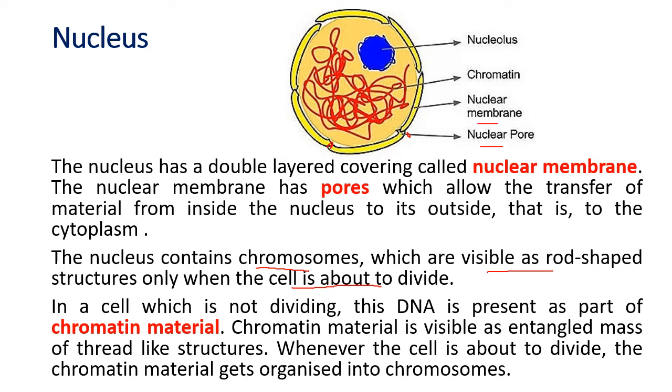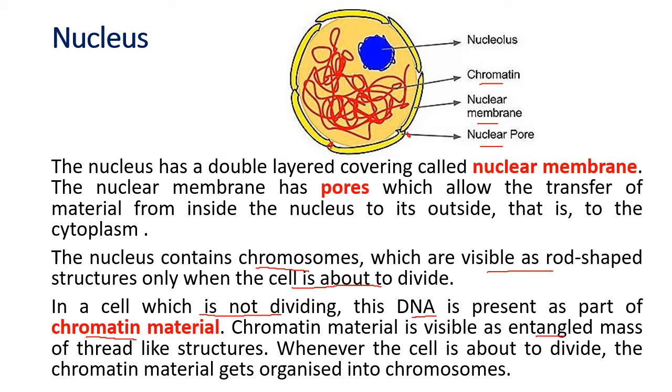where are the chromosomes? When the cell is not dividing, the DNA is present not as a chromosome but as chromatin material. So you can see this red line structure, these red lines just like a thread inside, that is chromatin. So chromatin is a very long thread. It is the DNA, but it is in the shape of a very long thread. It's an entangled mass. So it remains in this state only till the cell is going to divide.